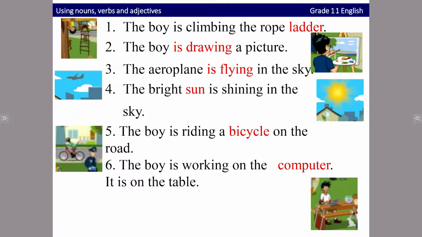Now you see rope ladder. Just focus yourself on rope ladder. The ladder is a noun, and there I have specifically said it's a rope ladder, because there are wooden ladders, steel ladders, and here I have said about rope ladders. Then the next one, the boy, the action is drawing a picture.